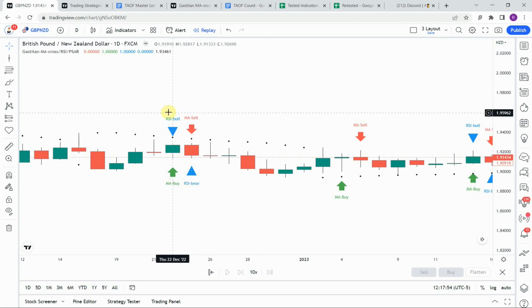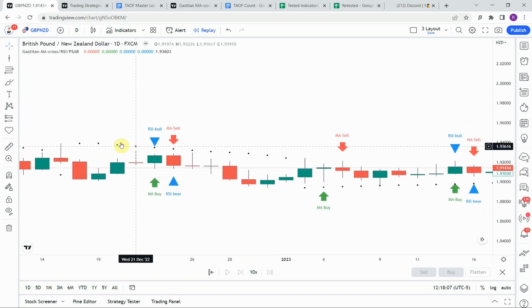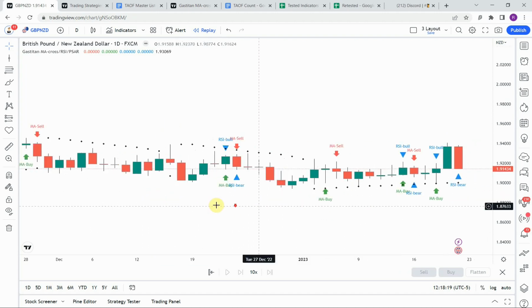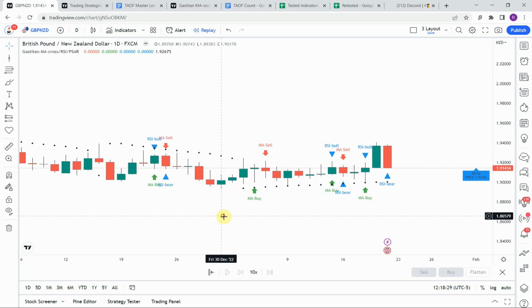And when we would get these two lined up on the same candle, we would then look for the position of the parabolic SAR. In this case, the parabolic SAR is above price action, and so we are looking for short trade opportunities. So we would look for the MA sell and the RSI bear, and that would all line up together where we would have all three of the indicators on the same candle, giving us the same signal to go in a particular direction.